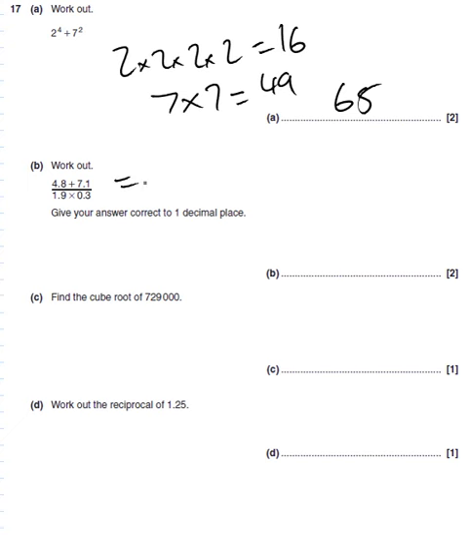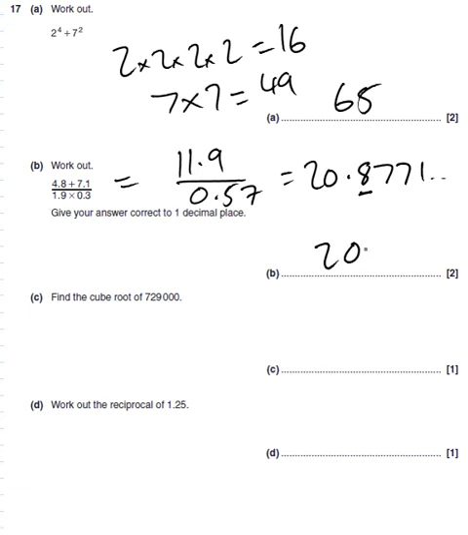The second one, I'd always advise that you work out the top and the bottom bits separately on your calculator first. So 4.8 plus 7.1 gives you 11.9. And then divide by 1.9 times 0.3, which is 0.57. And then do 11.9 divided by 0.57, and that will give you 20.89771, etc. I'd always write down the full number, because then when you round to one decimal place, it's 20.9 because there's a 7 there.